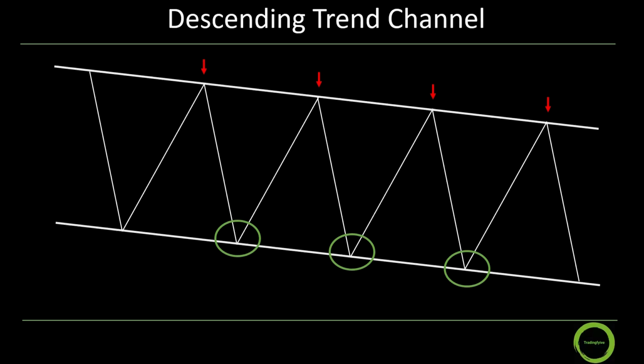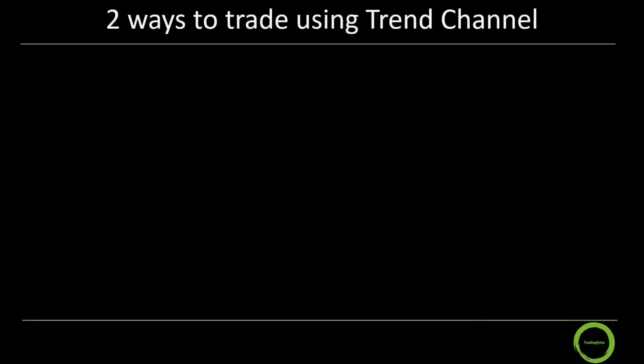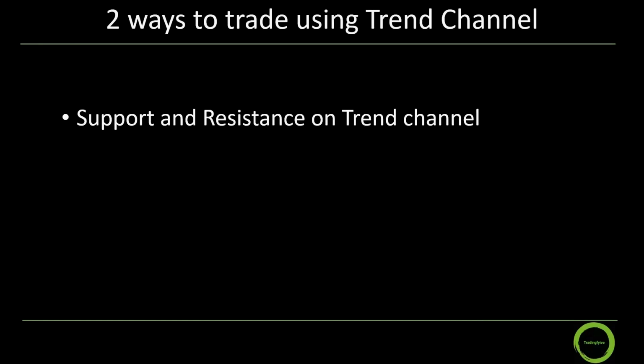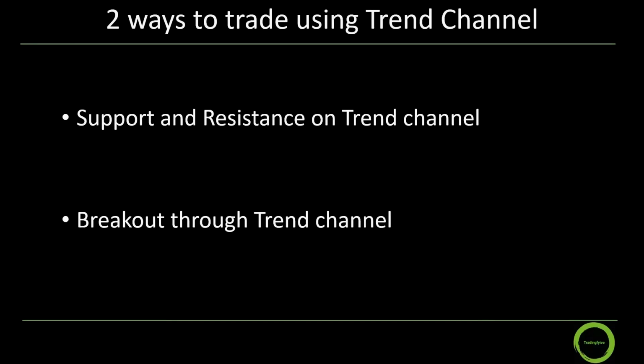Never do such things as selling the stock in an ascending trend line or buying the stock in a descending trend line. It is completely idiotic to go against the trend. So the rule is to be with the trend. So moving forward, let us look at the two ways through which we can make a trade using a trend channel. The first one is support and resistance on the trend channel, and the next is the breakout of the trend channel.